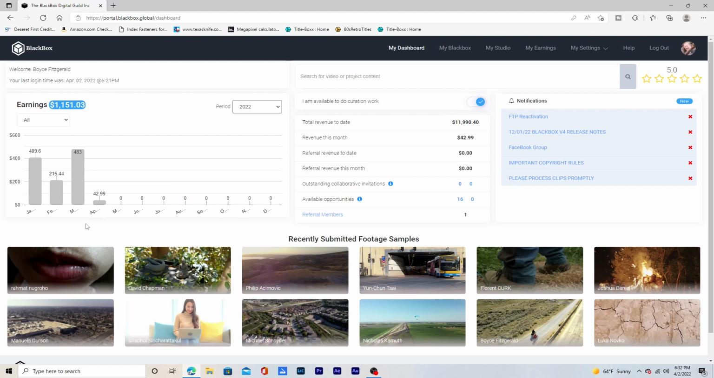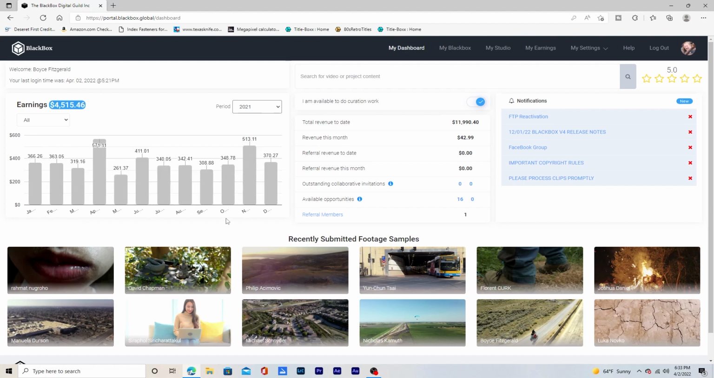Okay, let's get started. You can see that 2022 has been a little bit odd. $409 in January and $483 in March. Nothing wrong with that, but look at this, $215 in February. In fact, if I go back to 2021, there is no time where I made that little. My lowest month was May, and that was $261. And if I go back to 2020, we have to go all the way back to August of 2020, where I'm down in the low 200s. And I had a lot fewer clips then. So February was not a good month.